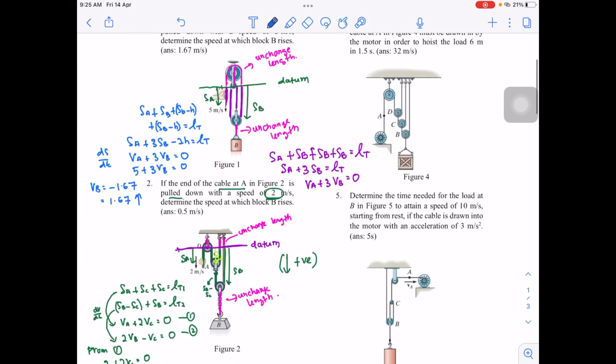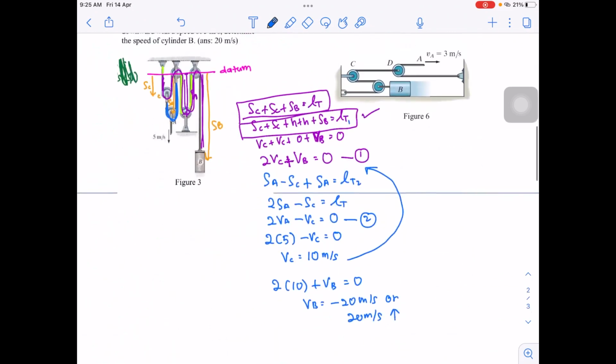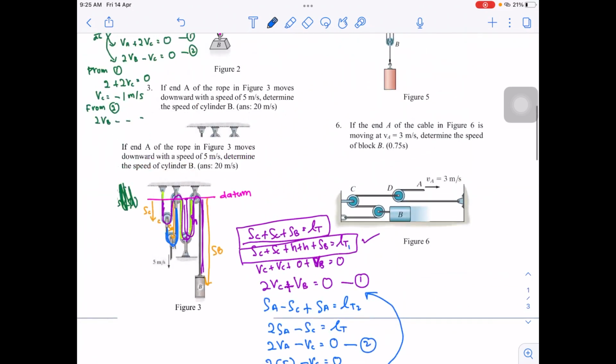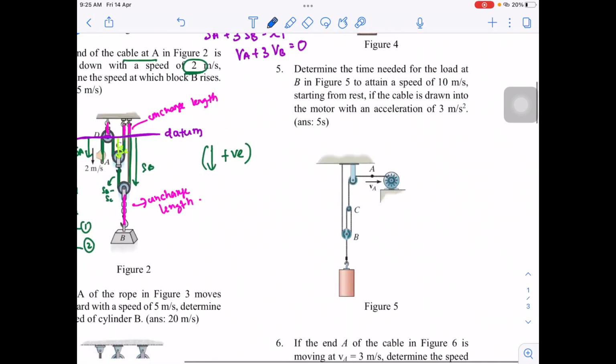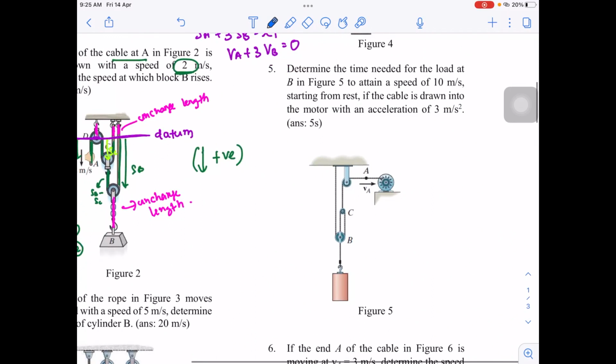Any more numbers? So question 5 and 6. Yeah? Question 5 and 6. So question 5. Determine the time needed for the load at B in figure 5 to attain a speed of 10 meter per second starting from rest, if the cable is drawn into the motor with acceleration of 3 meter per second squared.